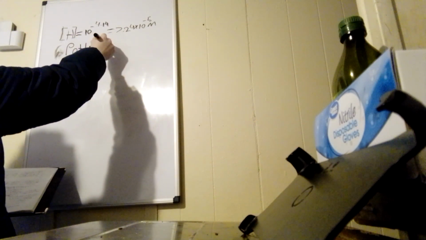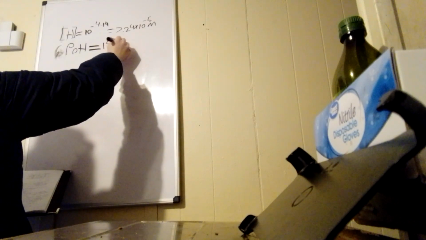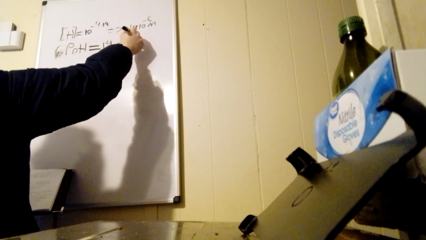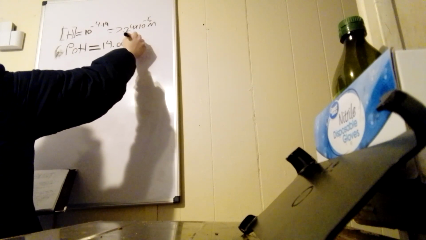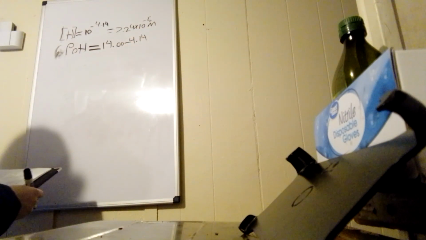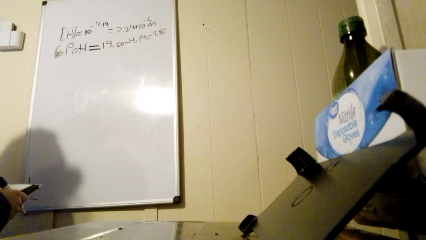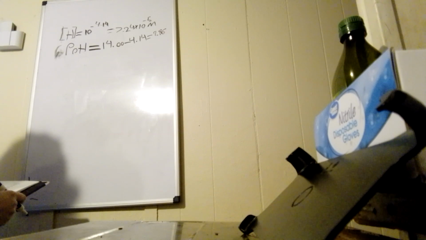starting pH and subtract it. So basically we take 14 and subtract it by our starting pH, which will give us 9.86, which, so we have our pOH.